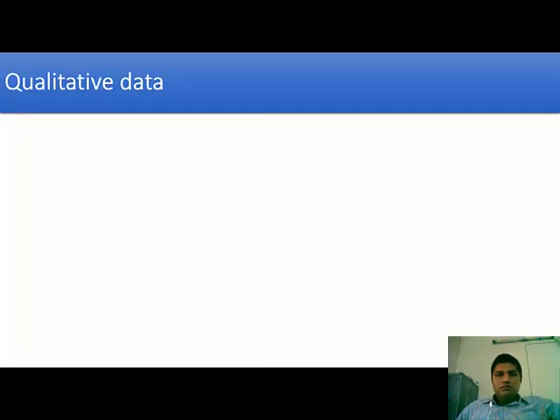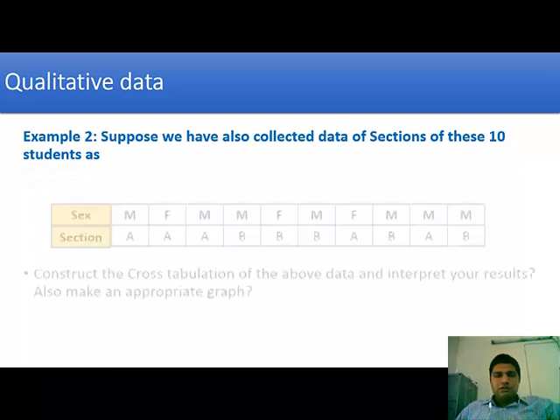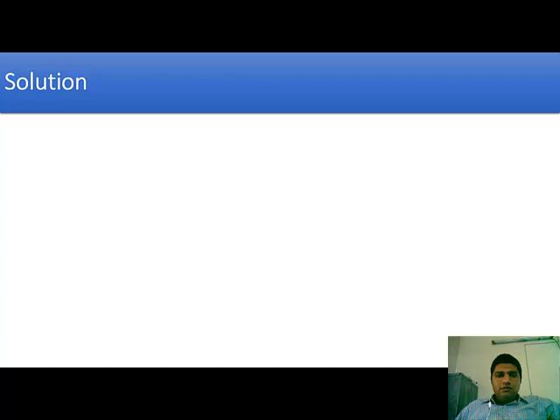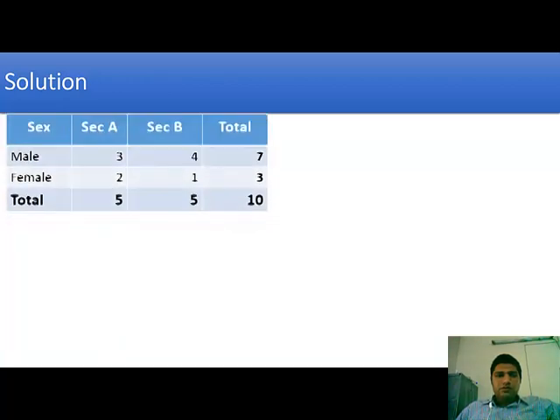So now moving to the second example of the qualitative data, where you have also collected the sections of those 10 students along with their sex. Now you have two variables, and both are qualitative. We will move from simple frequency to the cross tabulation. That is, the categories of one variable will be in the columns and the categories of the second variable will be in the rows.